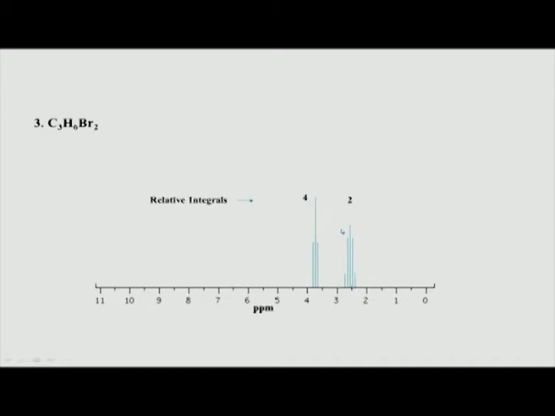And the area, if you take the area under the peak, what it says is that this should be 2 corresponding to 2 hydrogens and this is corresponding to 4 hydrogens. So, if you add these 2, 4 plus 2, you basically get 6 hydrogens, which is satisfying this particular formula. So, now let us see what happens.